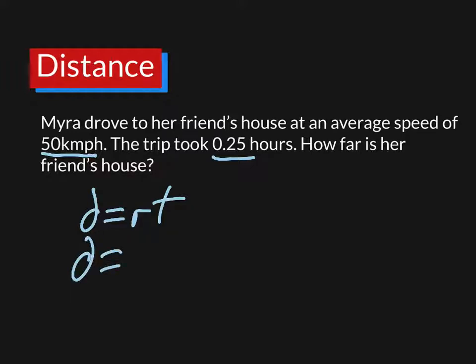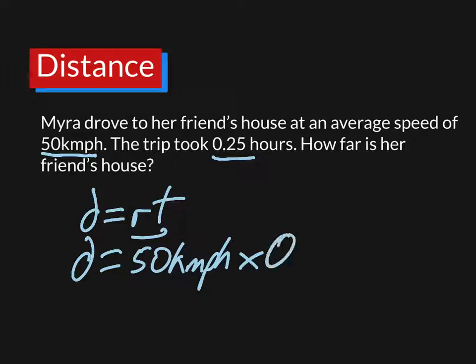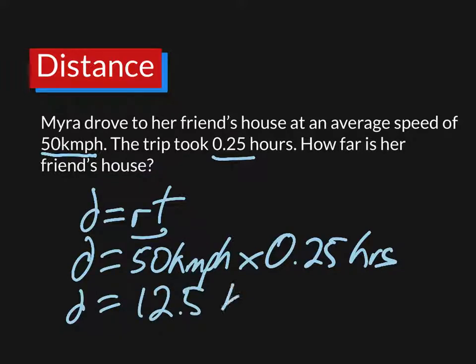So d is equal to, well, what's r? The rate we can see is 50 kilometers per hour. And then these things r and t are right next to each other, so that means multiply. And t is time. Well, we are given the time. It's 0.25 hours. So then we're just going to multiply. And if we multiply 50 by 0.25, we'll find that the answer is 12.5 kilometers. So that's how you use a formula. Just insert the values for the variables and solve.